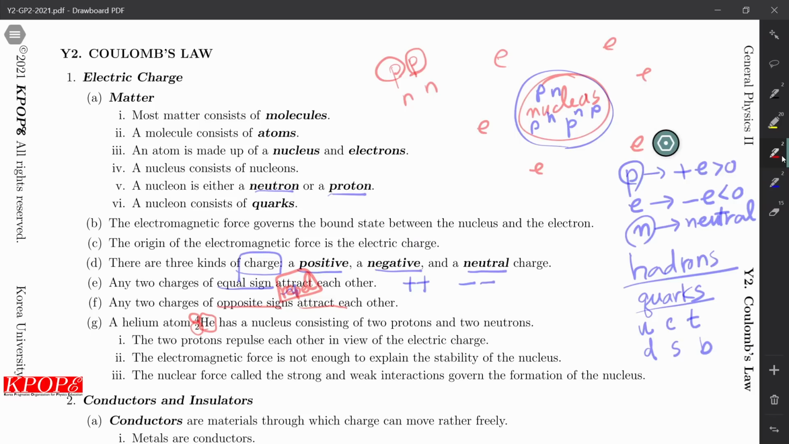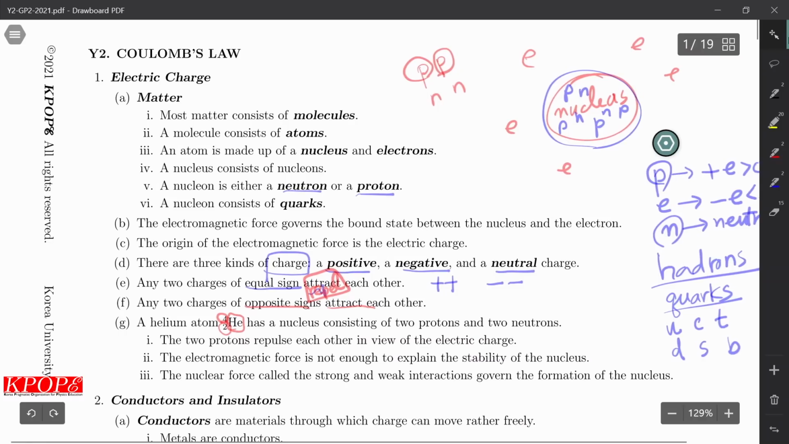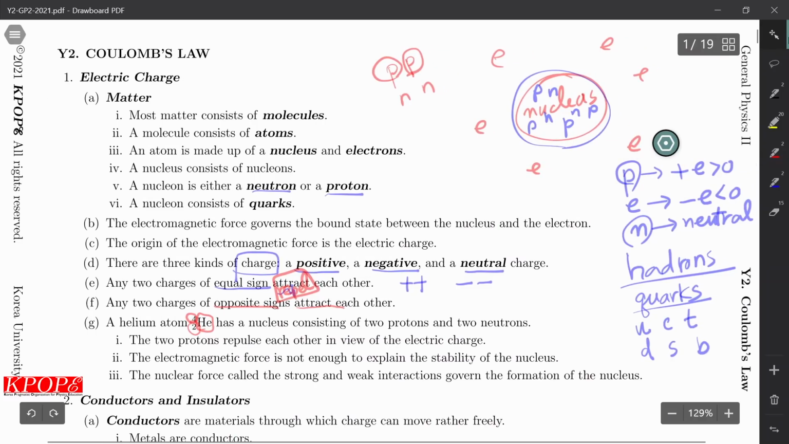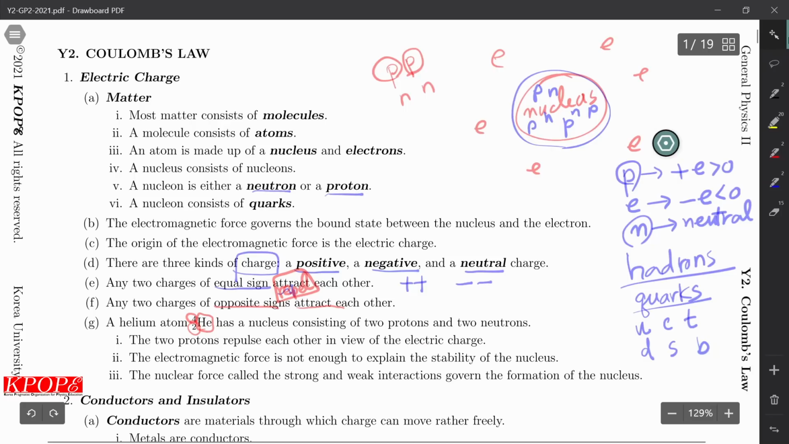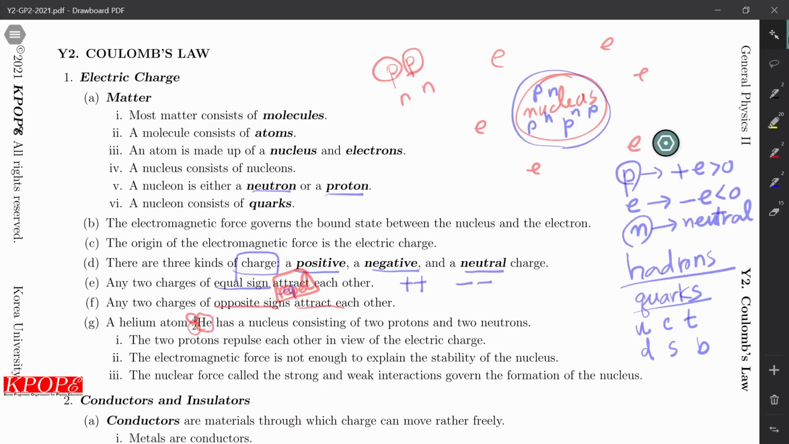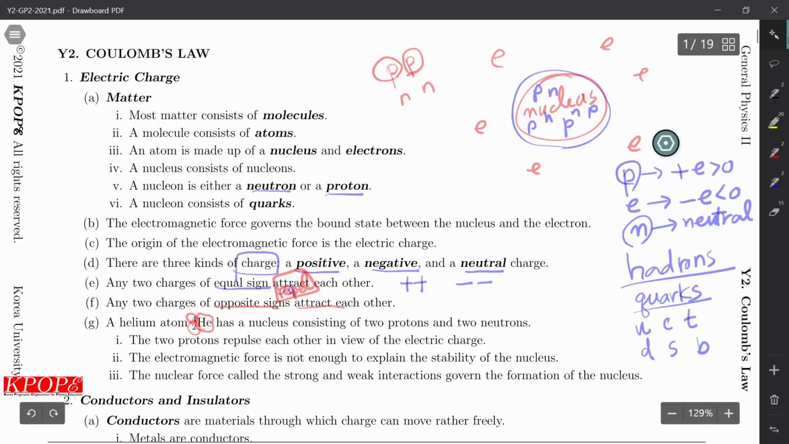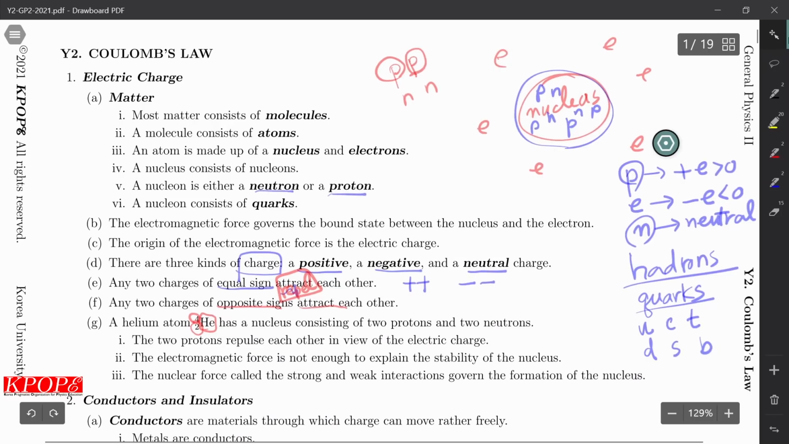So it reads 2 protons repel each other in view of electric charge. That's correct. The electromagnetic force is not enough to explain the stability of nucleus. I have already explained that nuclear force should exist. The third one, the nuclear force called the strong and weak interactions govern the formation of the nucleus.